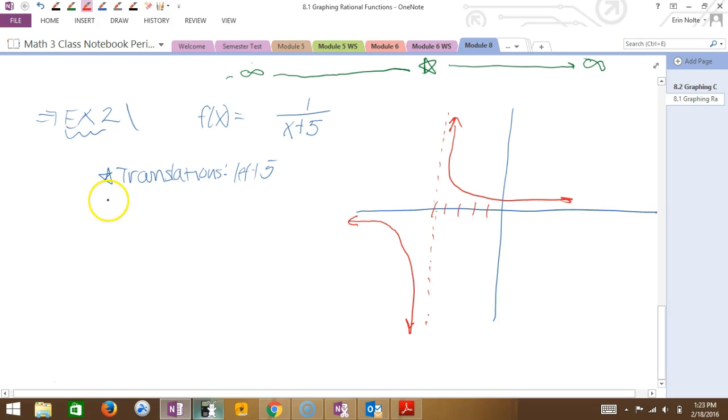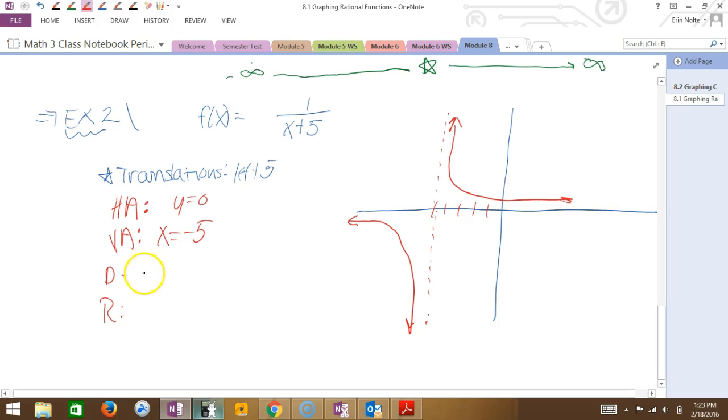In this example, what's my horizontal asymptote going to be? And what about my vertical? So then I could just write my domain and range after I have that figured out.